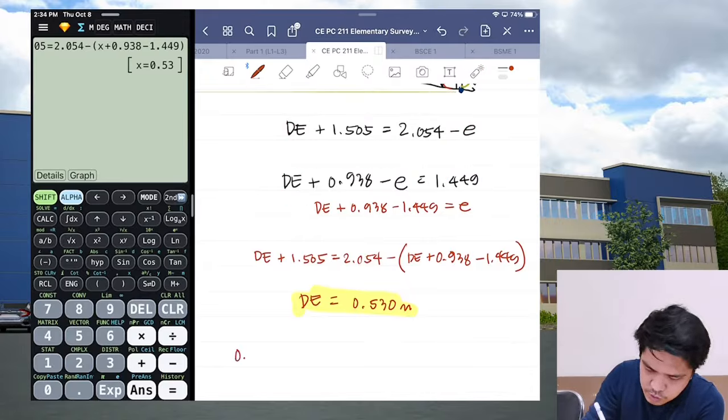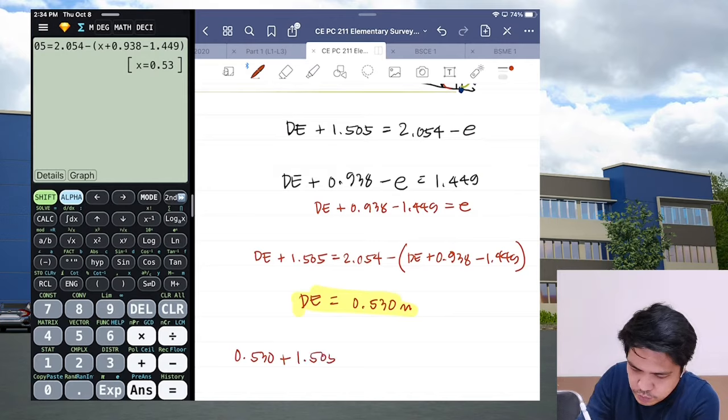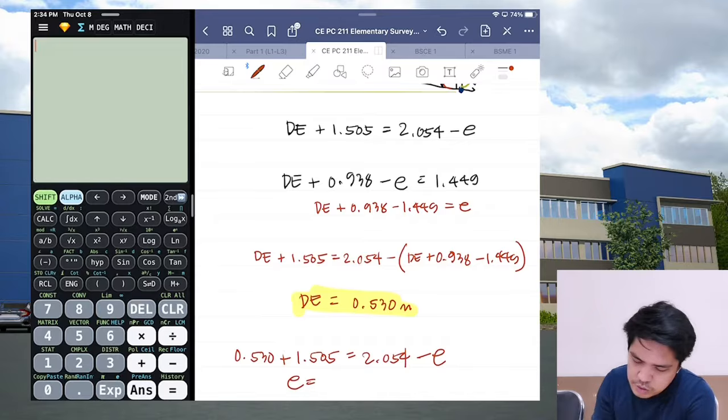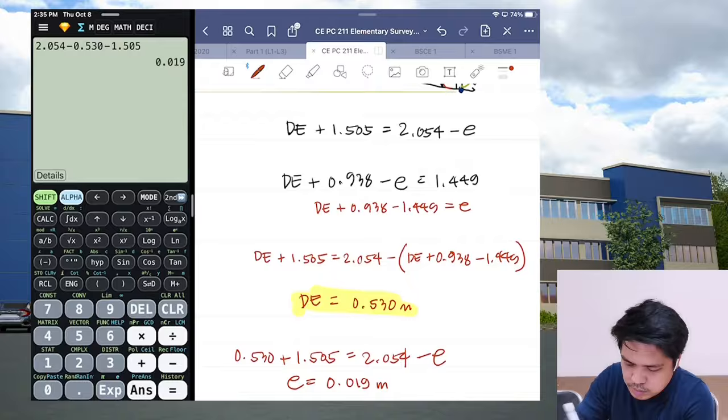Ito. So, I'll just use the first one. So, we'll have 0.530 plus 1.505. That's equal to 2.054 minus E. And solving for the error, that would be 2.054. So, flip natin. Minus 0.530 minus 1.505. So we have an error of 0.019 meters.